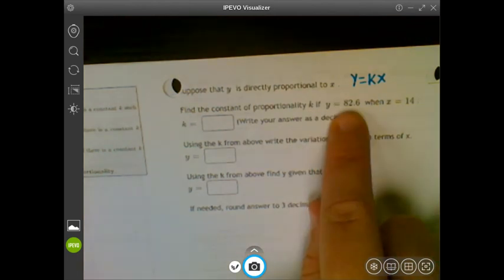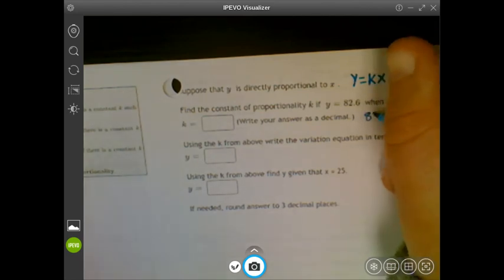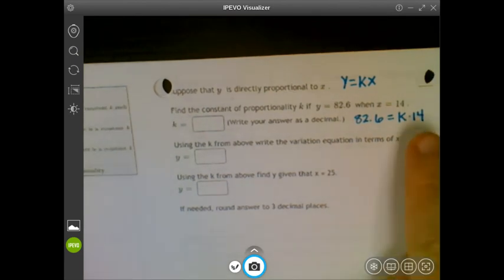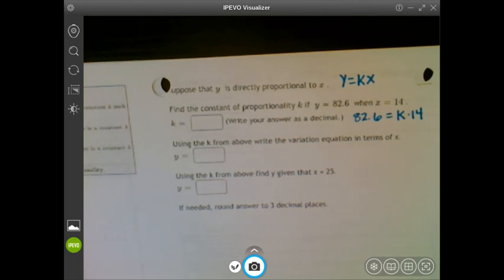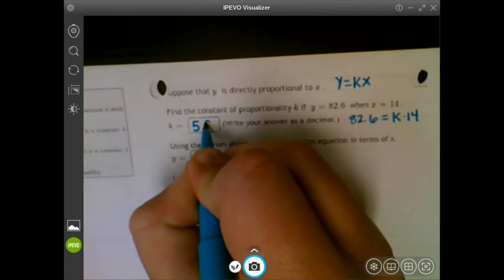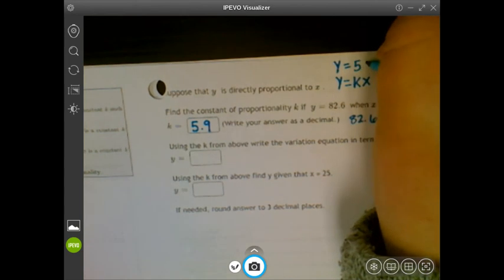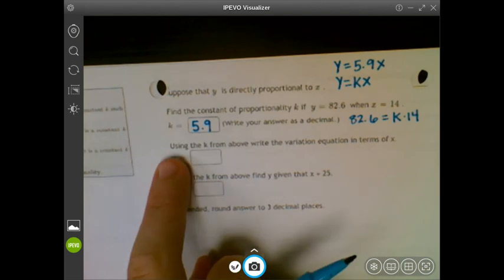If y equals 82.6 and x is 14. So literally, you're going to plug in that for y. We're looking for k, and x is 14. So all you're going to do is divide. So 82.6 divided by 14 is 5.9. So the relationship here is that y is equal to 5.9 times x. Oh, and I answered my next question.